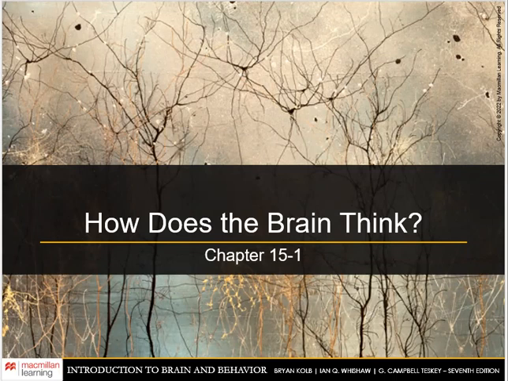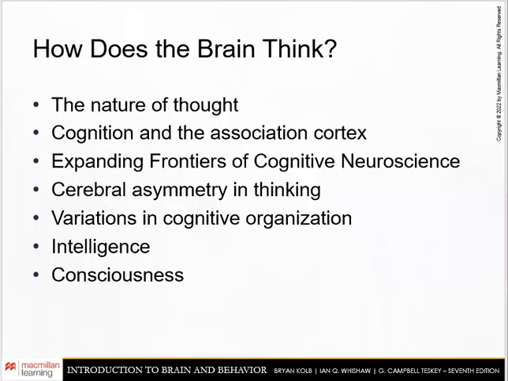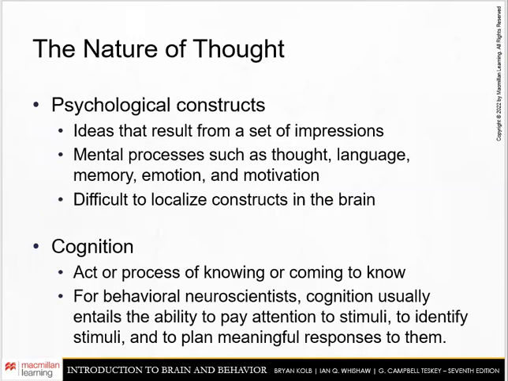Now, without further ado, let's go ahead and jump into chapter 15. This chapter is all about how does the brain actually think. And in this chapter, we're going to be going over the nature of thought. We'll be talking about cognition and the association cortex. We'll also be going over the expanding frontiers of cognitive neuroscience, this really exciting field where the amount of research is overwhelming and amazing. We'll be talking about the cerebral asymmetry in thinking, the variations in cognitive organization, the concept of intelligence, and the concept of consciousness. So let's go ahead and jump into the nature of thought.